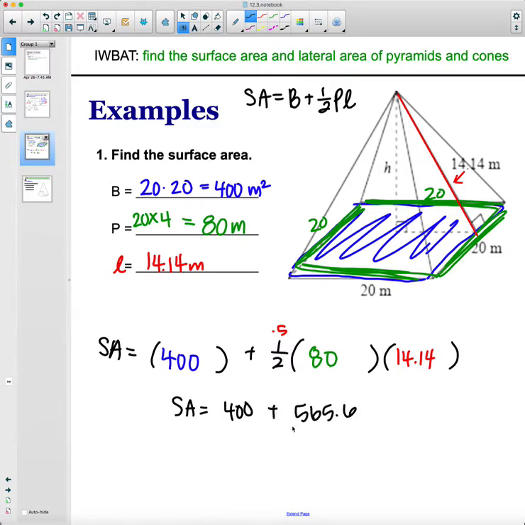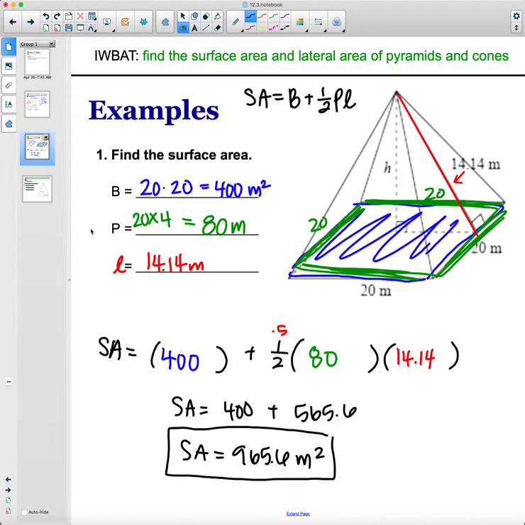So we have surface area equals 400 plus 565.6. Okay, remember, that's the lateral area. So this part right here, if you were asked lateral area, it would just be that portion of the formula. Okay, then add the base in, and we'd get 965.6 meters squared for the total surface area.